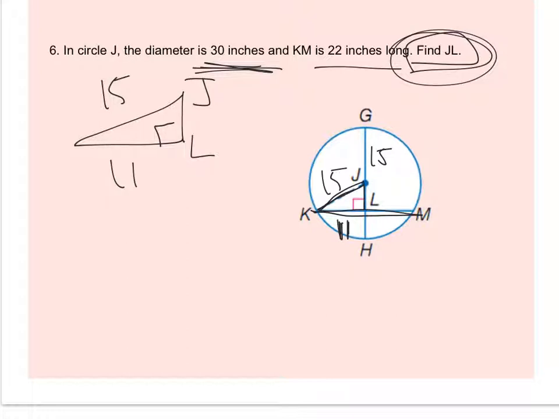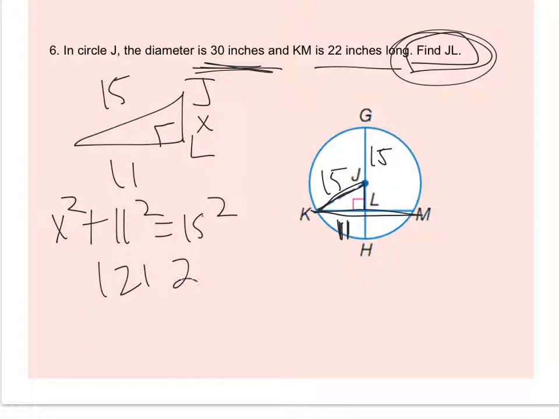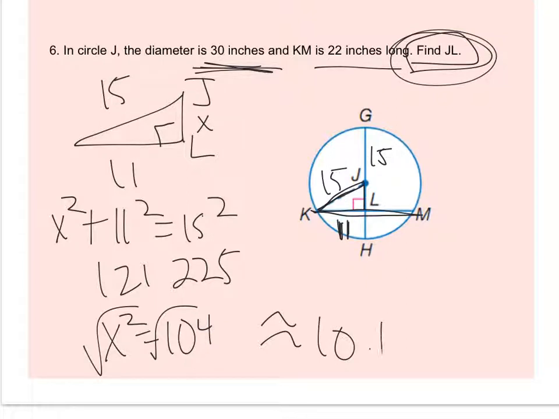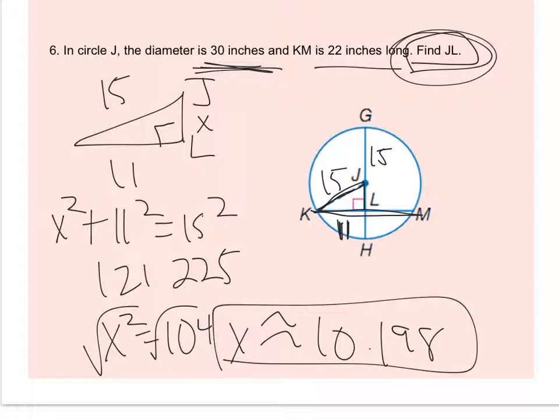Right triangles, I feel like I can do something with right triangles if I know two sides. It might rhyme with Pythagorean theorem, if that's what you're thinking, that is genius. So I want to go x squared plus 11 squared equals 15 squared. So that's 121, that's 225. A little subtraction. So x squared is going to be equal to 104. If I square root that, that's going to be approximately 10.198. So that's what x will equal. That's how long that is.